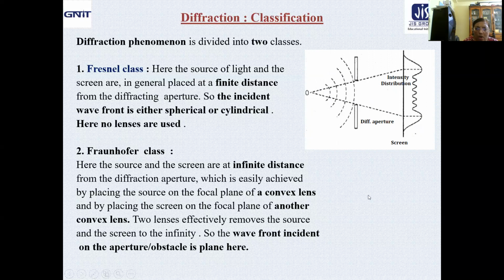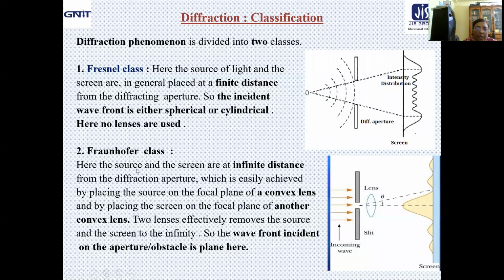But in case of Fraunhofer class, what is happening? Here, the source and the screen are at infinite distance from the diffraction aperture, which is easily achieved by placing the source on the focal plane of a convex lens and by placing the screen on the focal plane of another convex lens. So two lenses effectively remove the source and screen to infinity. Naturally, the wavefront here is incident on the aperture and obstacle in plane form. Okay.